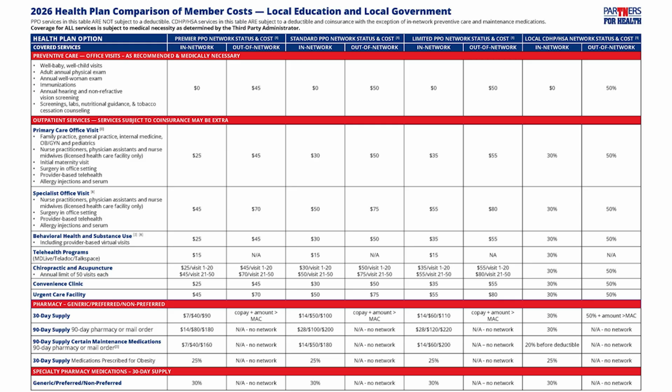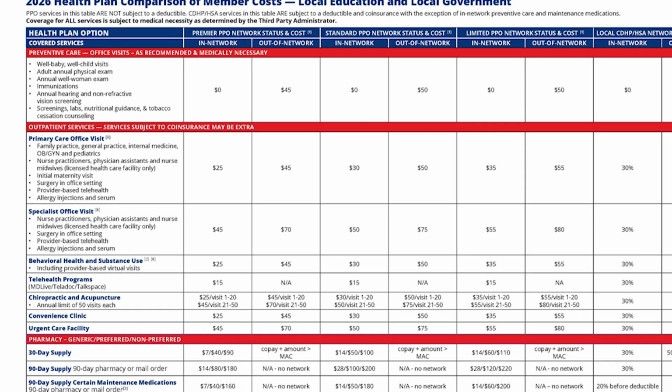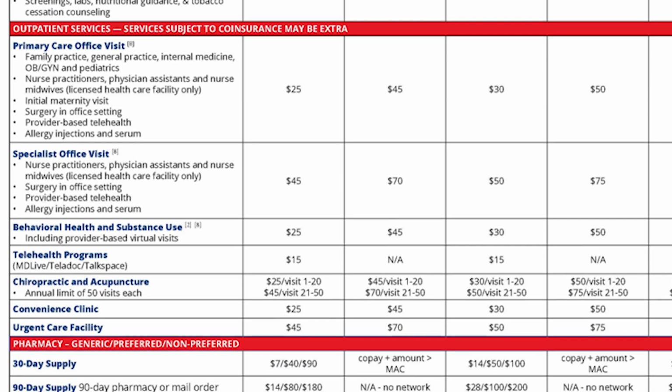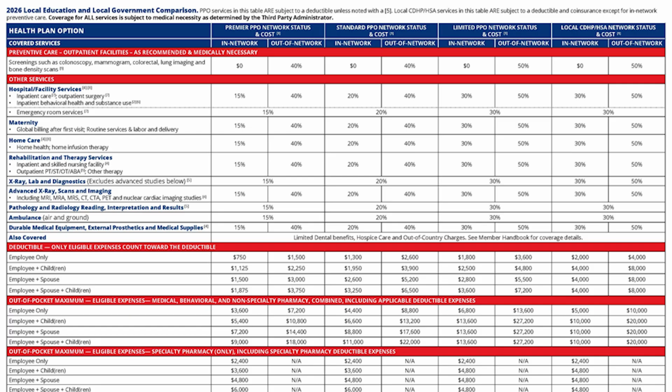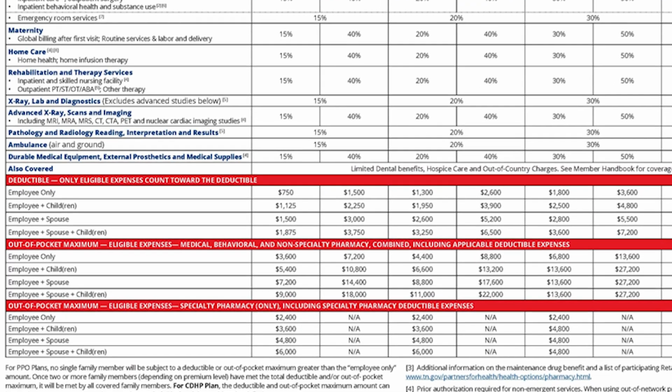The comparison chart lets you view and compare all the plans at once. You should compare office visit copays, prescription cost sharing, coinsurance amounts, the deductible, and max out-of-pocket costs.